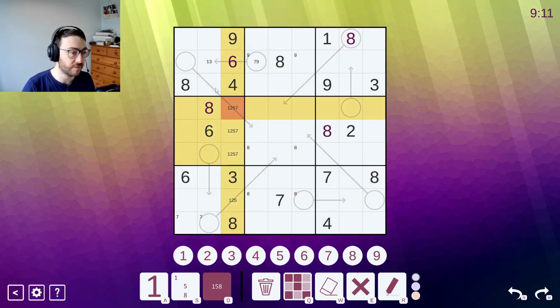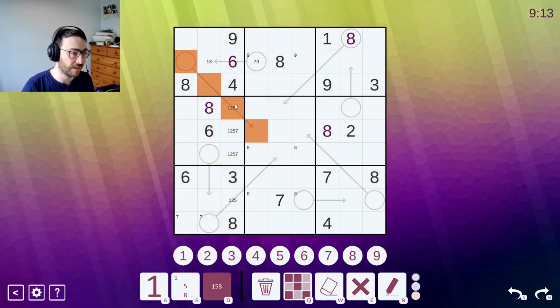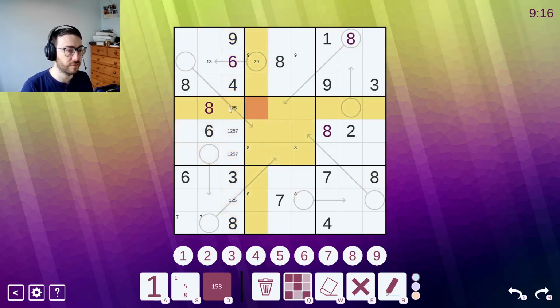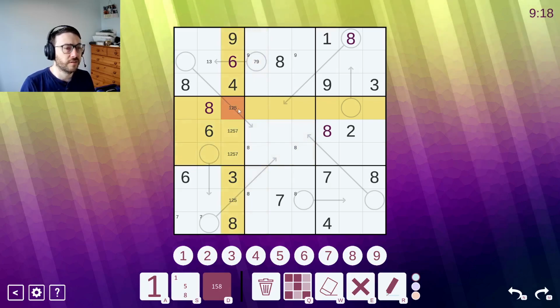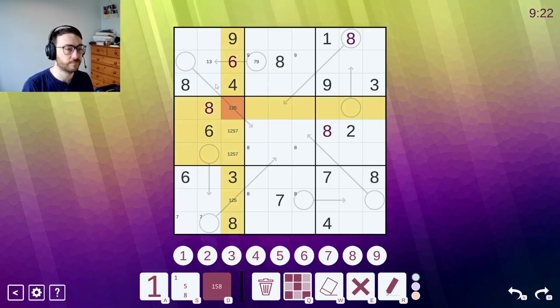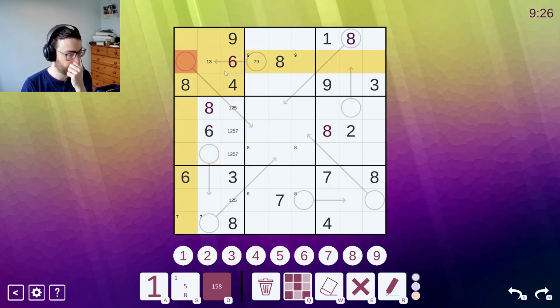Could this be a 7? 1, 1, 9. Okay, no, so that can't be a 7. Could it be a 5? Yeah, because it could go 5, 1, 1, and 7 there. Yes. Okay.